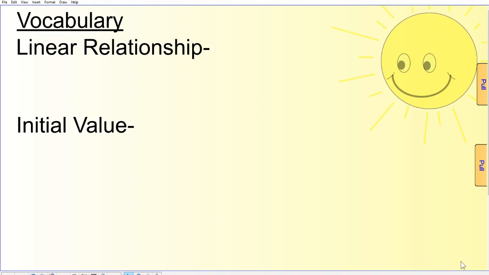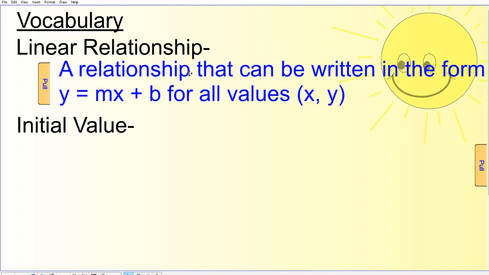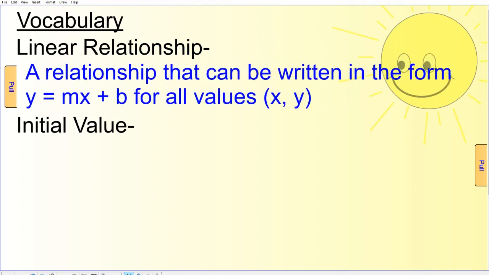We've got two vocab words here. We've got a linear relationship and initial value. A linear relationship is a relationship that can be written in the form y equals mx plus b. That should be familiar. We did that back in chapter 3 or chapter 4. That's a while ago now. So that's slope-intercept form. That is the equation of a line. So if you can write something and it looks like that, that means you have a line, and therefore it is linear.